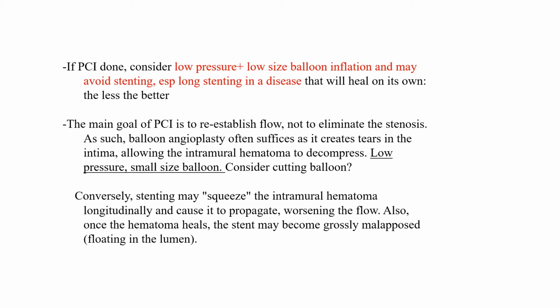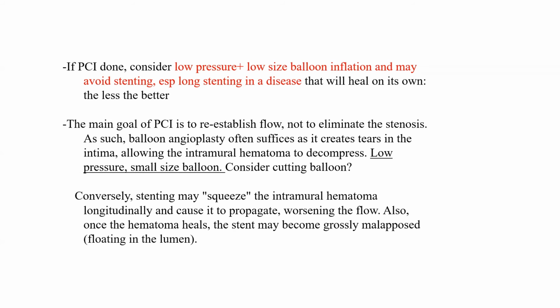That's the goal. So all you do, try to wire and do low pressure and low size balloon inflation, and try to avoid stenting if you establish flow, especially long stenting in a disease that will heal on its own. You end up with a long stent in a vessel wall that will heal on its own. Why put a stent? The main goal of PCI is to establish flow, not to eliminate the stenosis. As such, balloon angioplasty often suffices as it creates a tear in the intima, allowing the intramural hematoma to decompress. That's how balloon angioplasty works.